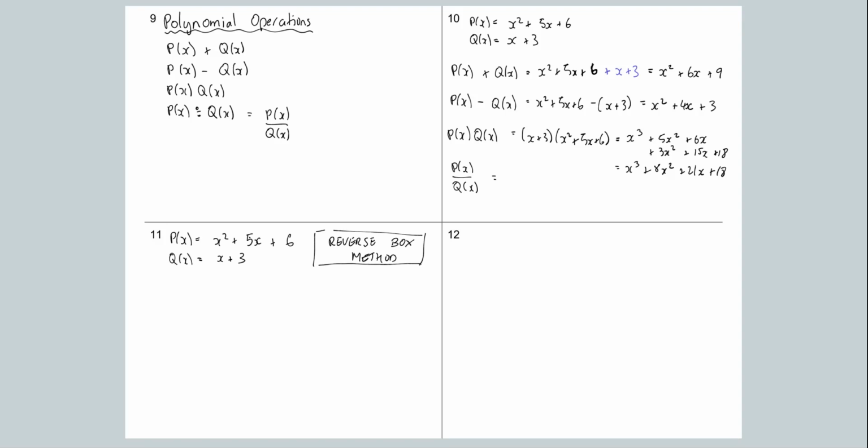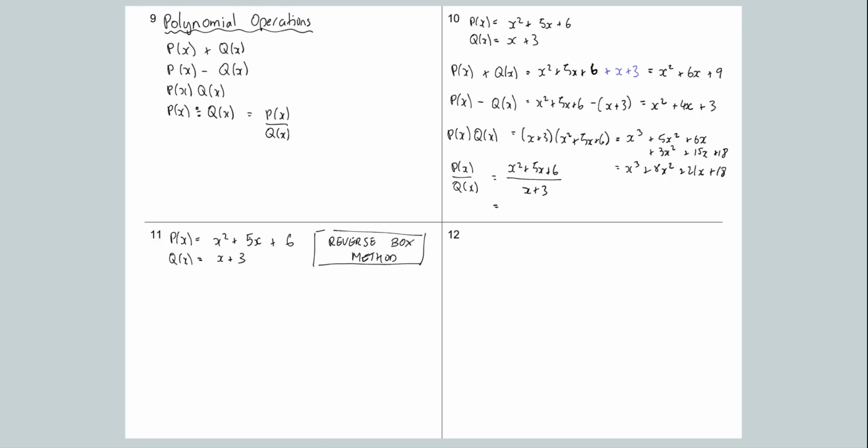P of X divided by Q of X is a trickier one. Let's go through it. We've got x squared plus 5x plus 6 all over x plus 3. Now, in and by itself, it might not look like you can do much with it. So the first thing you could try and do is factorize the top. And in this case, it does factorize out neatly. Again, I'll pause the video while you do the factorization step if you can.